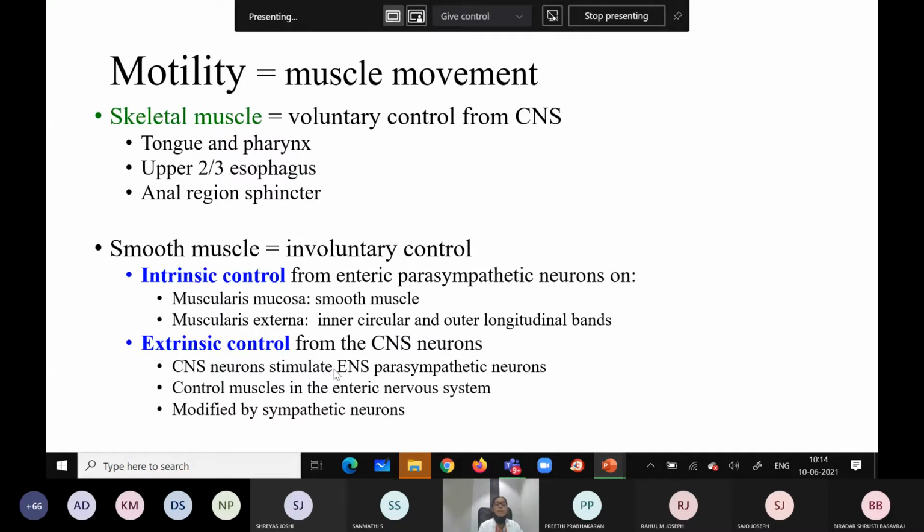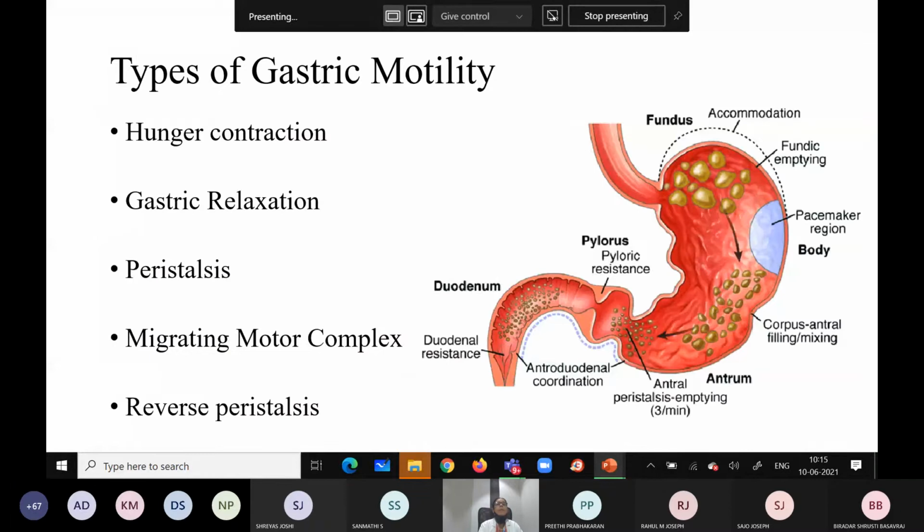told, that is intrinsic control and extrinsic control. Intrinsic control is from the Meissner's and myenteric plexus, and extrinsic is from the autonomic nervous system, the parasympathetic and sympathetic neurons. Okay, now types of gastric motility.